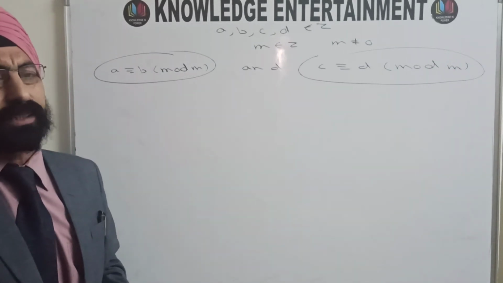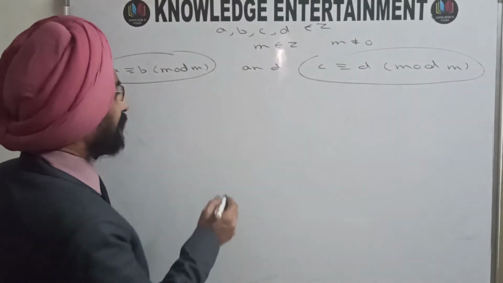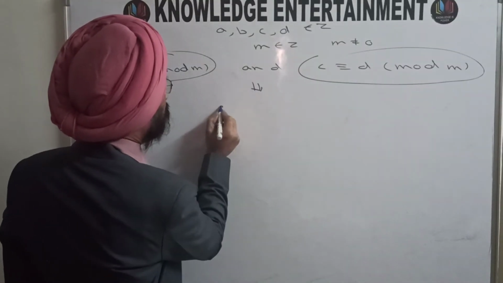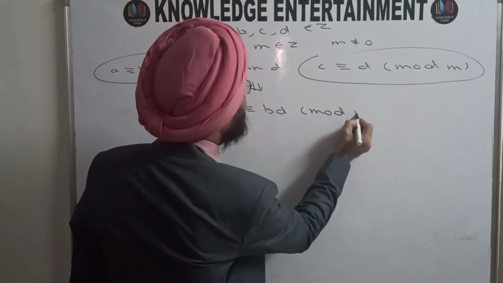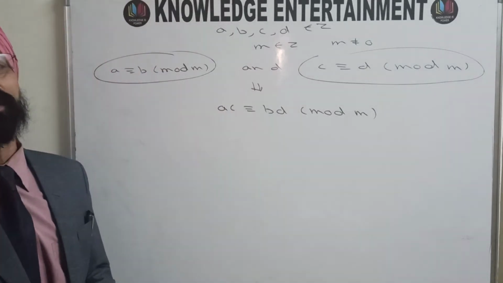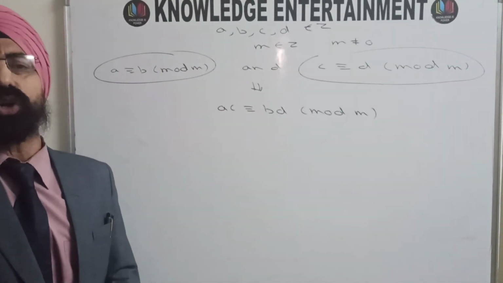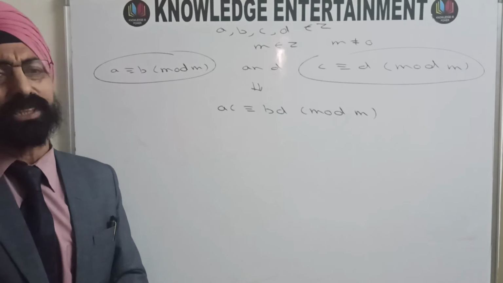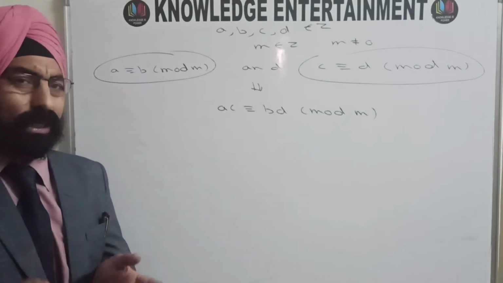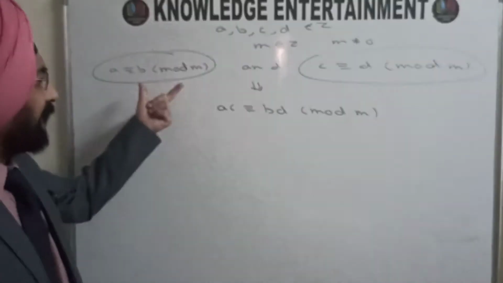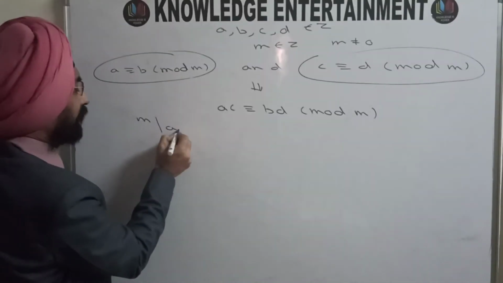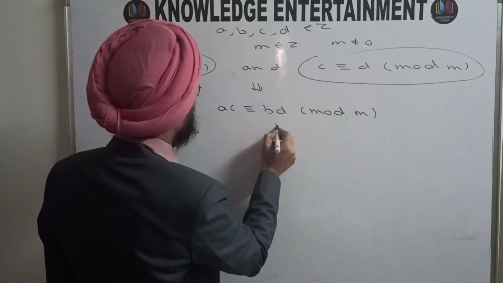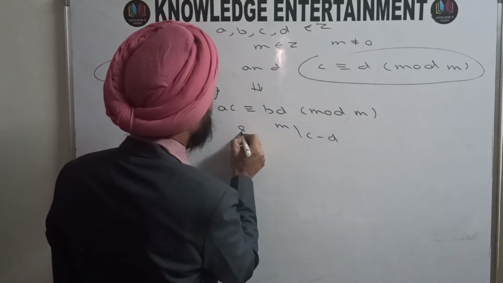Now what about product? If A is congruent to B modulo M and C is congruent to D modulo M, then the product AC is congruent to the product BD modulo M, and this time the proof is not so trivial. It's easy, but it is not so trivial as it was in the case of addition. In case of product, we will have to take one more step. Once again, we are given that A is congruent to B modulo M, that means M divides A minus B, and similarly M divides C minus D.